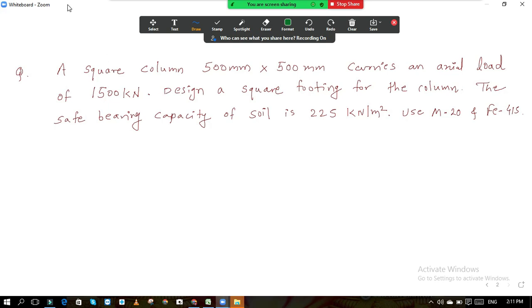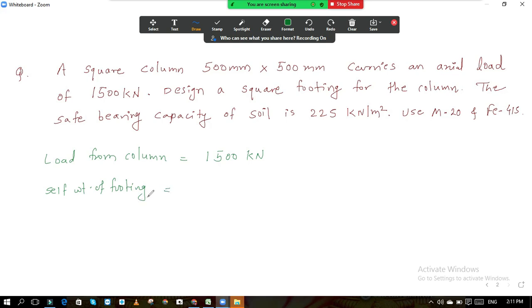So load from column. How much is it? It is given in the problem, 1500 kilonewton. Okay. Now weight of footing, that is self weight. Self weight of footing.